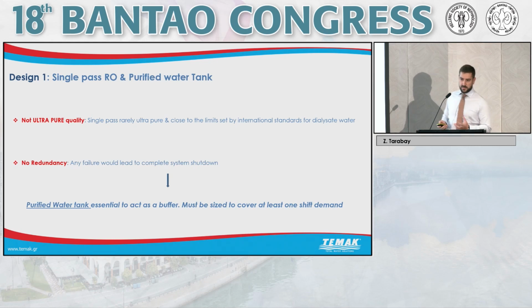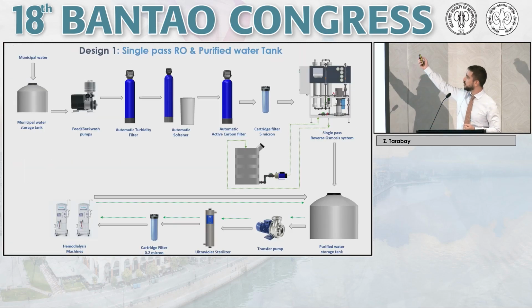What are the issues now with this design? First of all, we have the water treated by one RO, so essentially we do have purified water, but it is rarely ultra pure. So depending on the source of water that you have, if let's say you have high levels of minerals, you may be very close to the limits set by the international standards. Second of all, you don't have any backup equipment. So there's no redundancy in the pre-treatment. There's only one RO. So in case of failure or stoppage of any system, there will be interruption to the water supply to the hemodialysis beds.